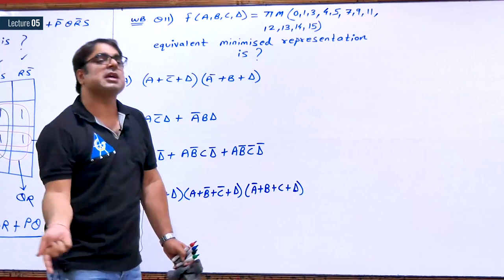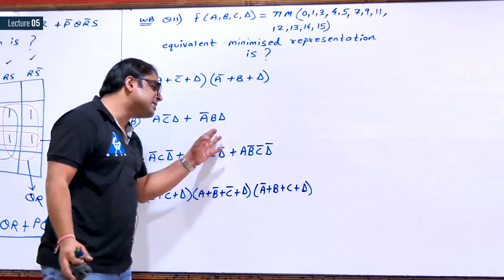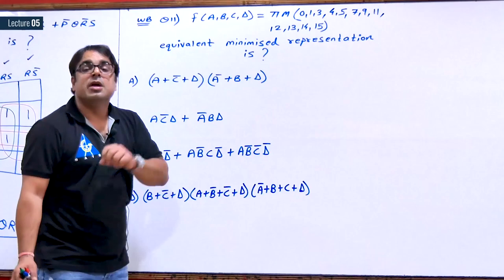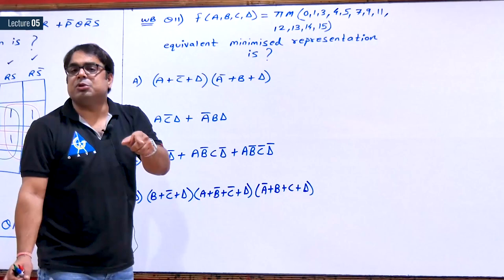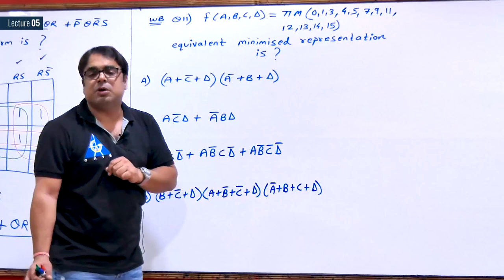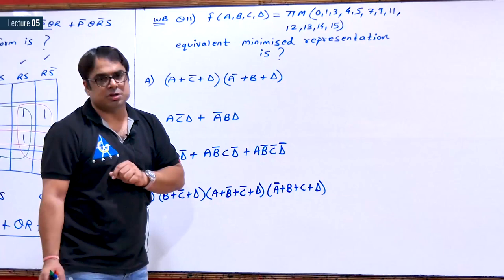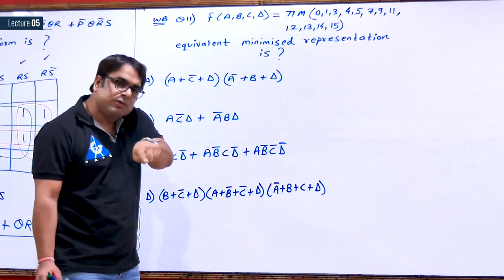See this situation. For example, I started with SOP KMAP, but my answer did not match. Why did it not match? Because the correct answer is in the POS form. Then what will I have to do? I will have to draw POS KMAP also. So I may need to draw two KMAPs. If I am lucky, I will get it in the first attempt. But if I am not lucky, I will have to make a second attempt. Means double time to solve the same question.